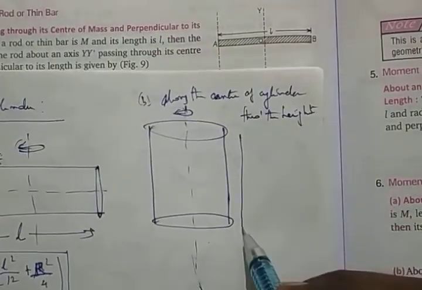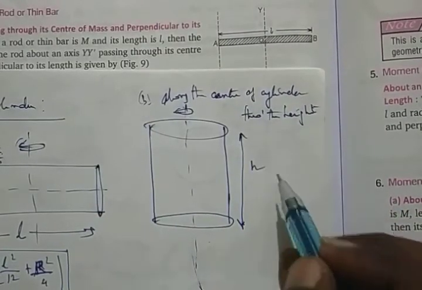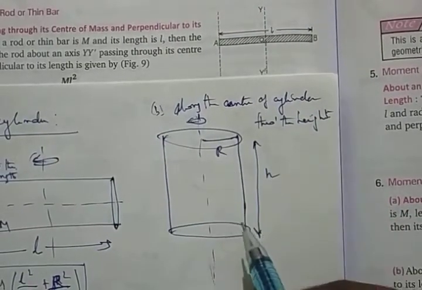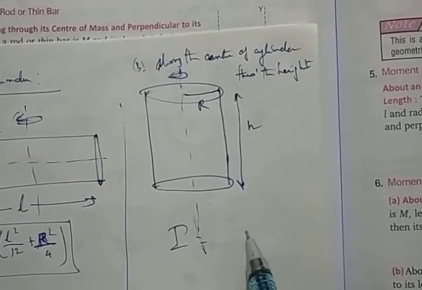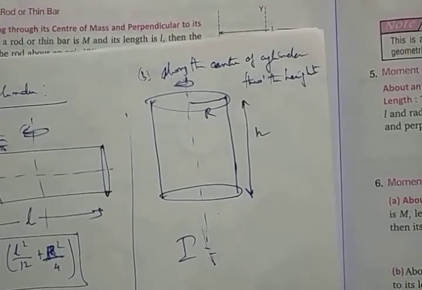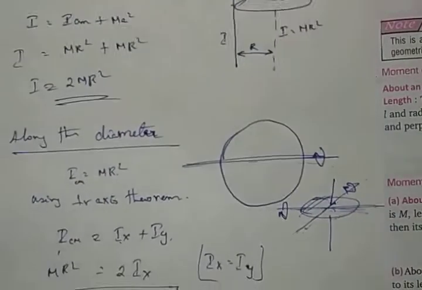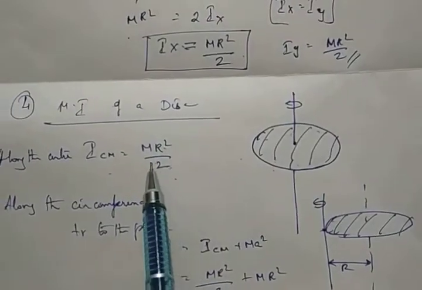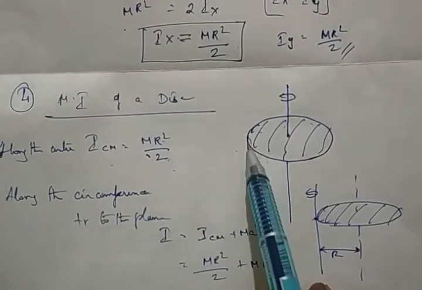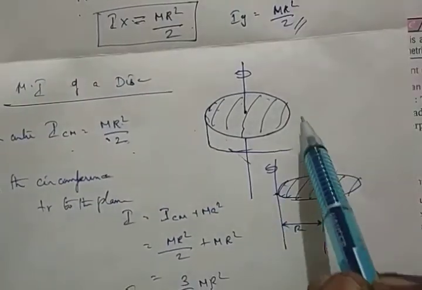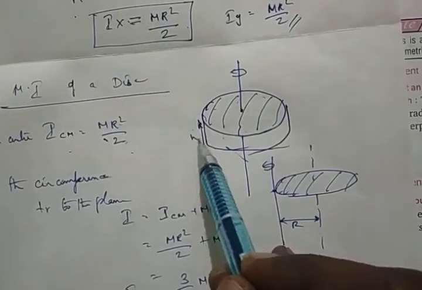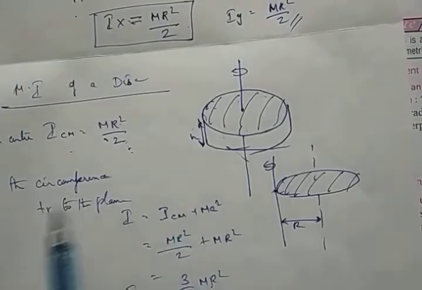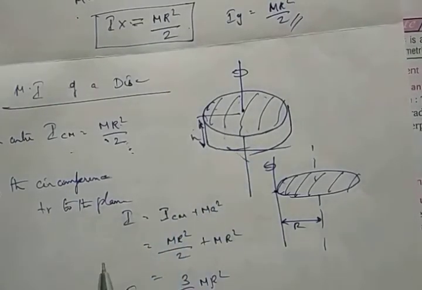Look at this one. Even though it has a height, maybe height or length, and it has a diameter or radius r, remember this moment of inertia is the same moment of inertia of a disk. What was the moment of inertia of a disk? It was mr square. Suppose it had a height, it still will not capture.